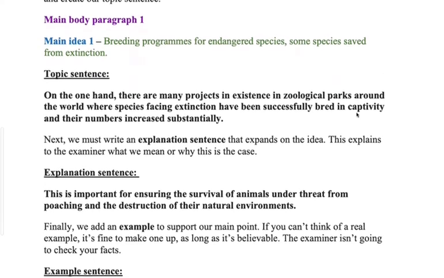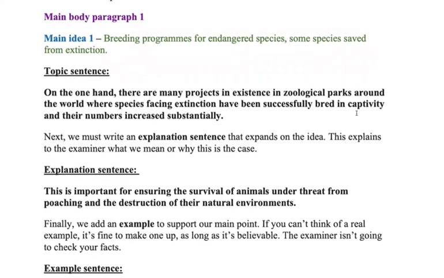Let's see here. He says, on the one hand, that means there is another view. There are many projects in existence, okay, in zoological parks. When you are talking about zoological parks or gardens, you can call it a zoological park or garden. It is about the study of animals, okay? So it is a place where various living animals are kept within enclosures, displayed to the public, and may be used for study, okay? That's what it means, zoological parks.